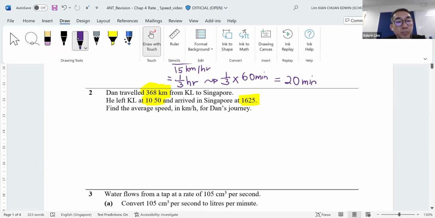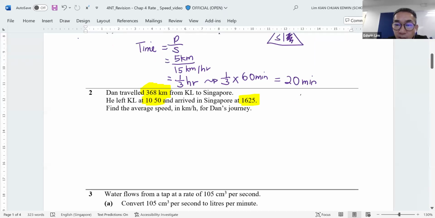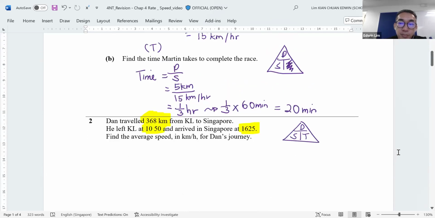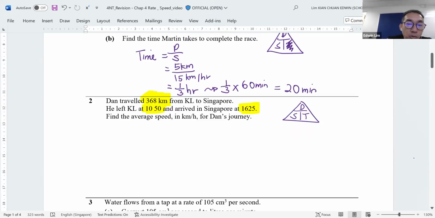To handle this question, again, we are using stop the dinosaur. Since we are supposed to find speed, it will be D over T. Do we have D? D is actually 368 kilometers. But do we have the time? So now we are supposed to find the time.